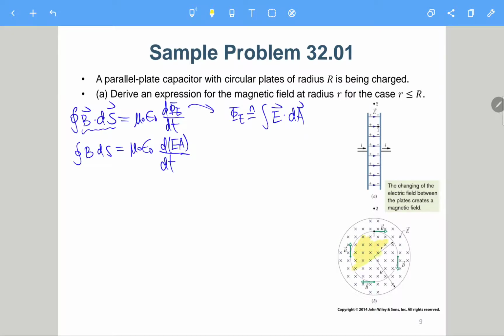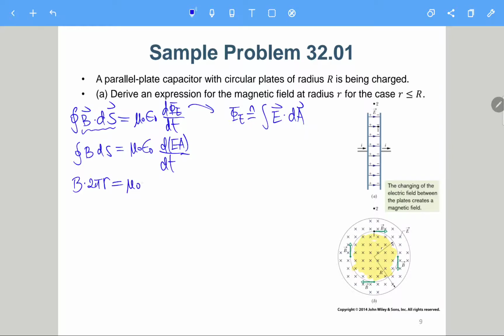So we only consider this surface when we do the surface integral, and as E is uniform and pointing into the page, parallel to dA, it is nothing but EA. So the next step: the left side is nothing but B times 2 pi small r. So we assume it is uniform, so it is B times the circumference of the circle, 2 pi r.